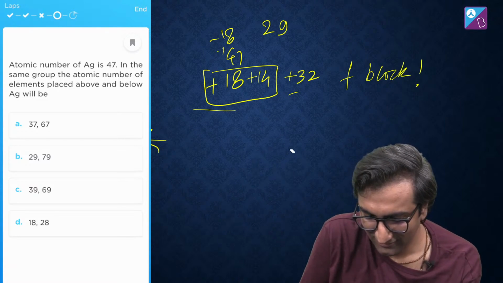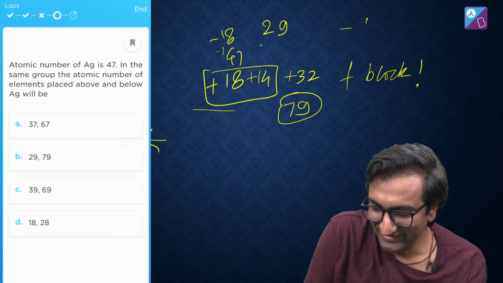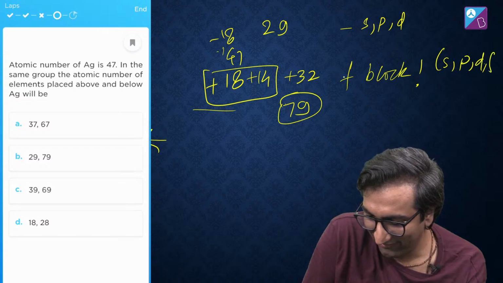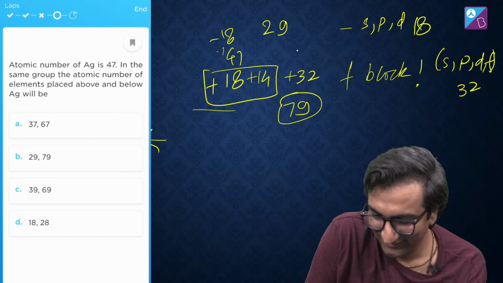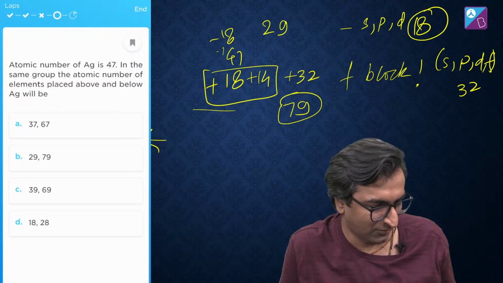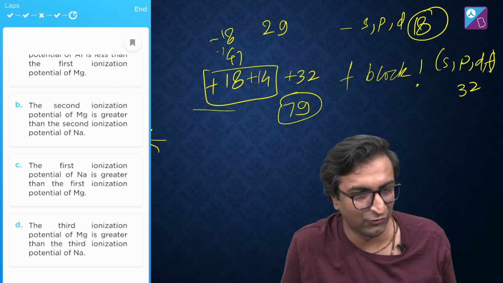So this becomes 79, henceforth. This is S, P, D, and this is S, P, D, and F. Hence 32 and 18. ठीक है? All right. B it is. Yeah. Thank you, Soham. Good job, everybody else here as well.